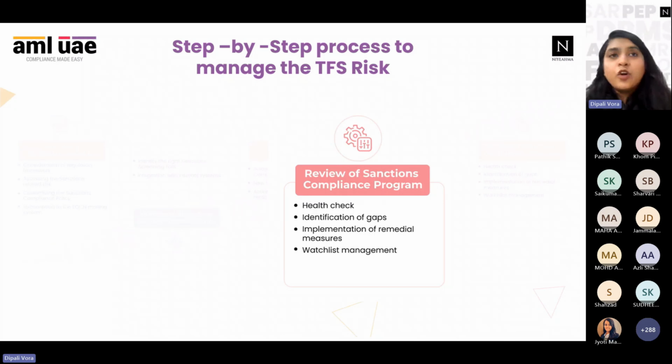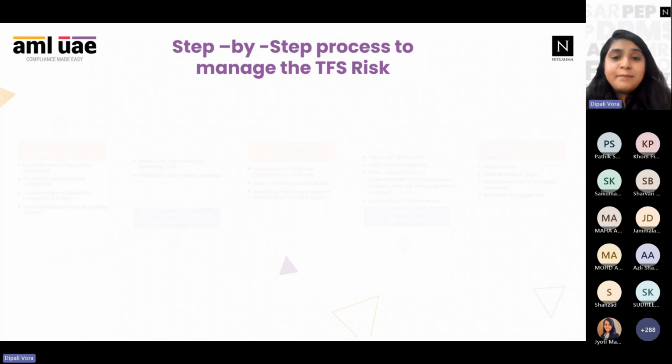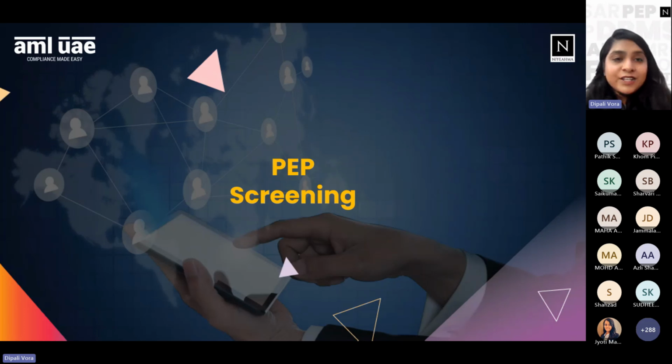What if you get a software and you are not screening against UAE local terrorist lists? What's the point of having it? You're not compliant basically. So this is the step-by-step process of how you manage the TFS risk: having a sanction policy, making sure that the screening software you have got matches your requirement, training the personnel who are going to manage the screening software, and making sure that regular health checks are done, so that in future there's no surprise that we missed something 9 months ago and nobody brought it to notice. That is how you manage your TFS risk.